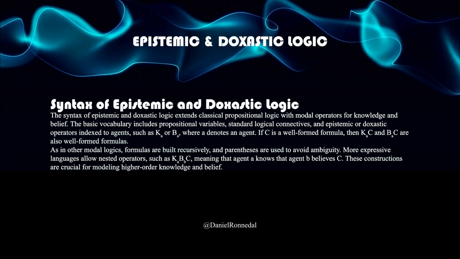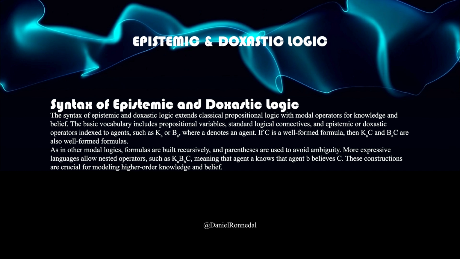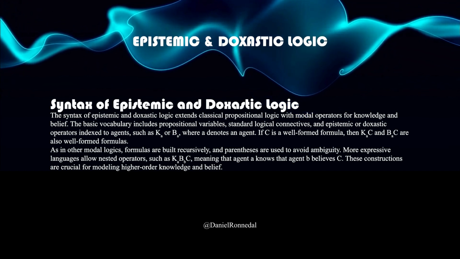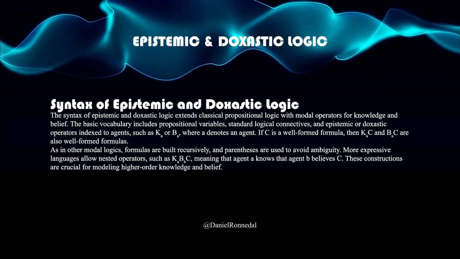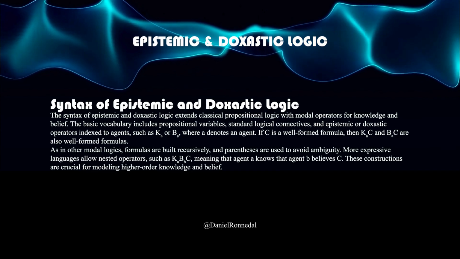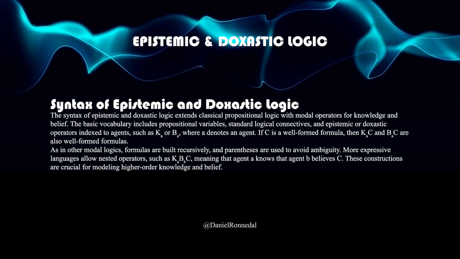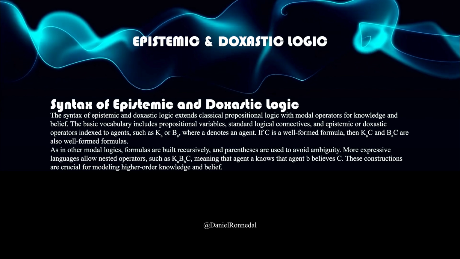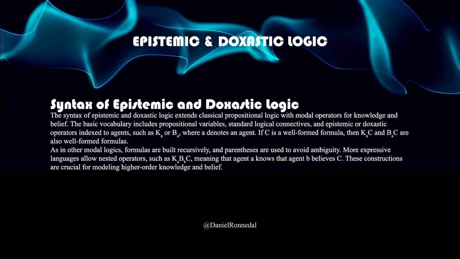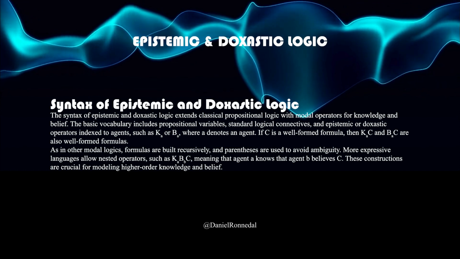The syntax of epistemic and doxastic logic extends classical propositional logic with modal operators for knowledge and belief. The basic vocabulary includes propositional variables, standard logical connectives, and epistemic or doxastic operators indexed to agents, such as K_A or B_A, where A denotes an agent. If C is a well-formed formula, then K_A C and B_A C are also well-formed formulas. As in other modal logics, formulas are built recursively, and parentheses are used to avoid ambiguity.